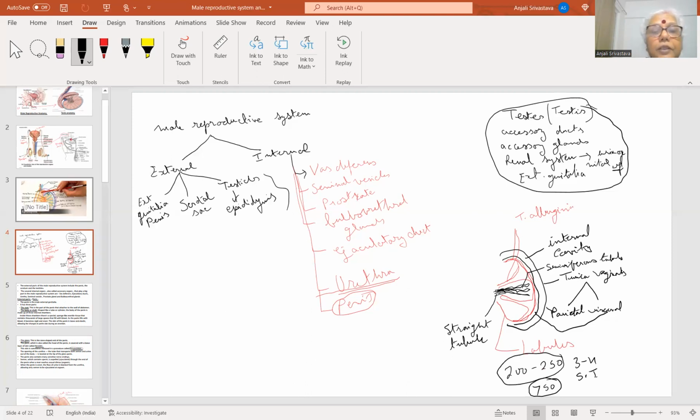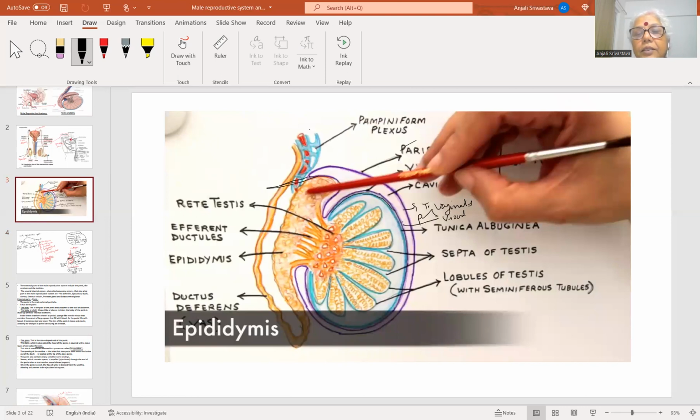Now, if we go through this diagram, these are the seminiferous tubules. These are continuing into the straight tubules. These are the straight tubules. Now, these straight tubules continue into a central part having numerous tubular-like structures, which are called the rete testis.